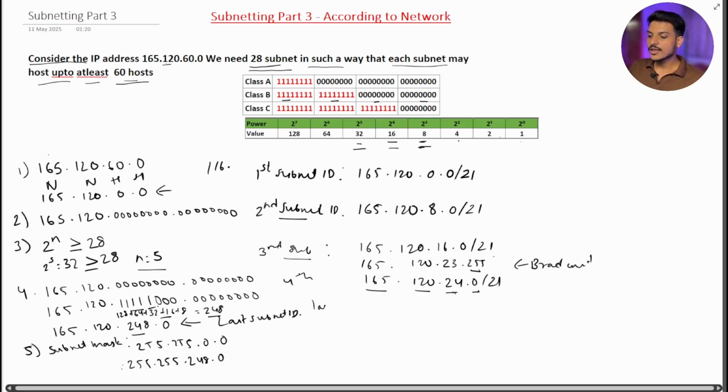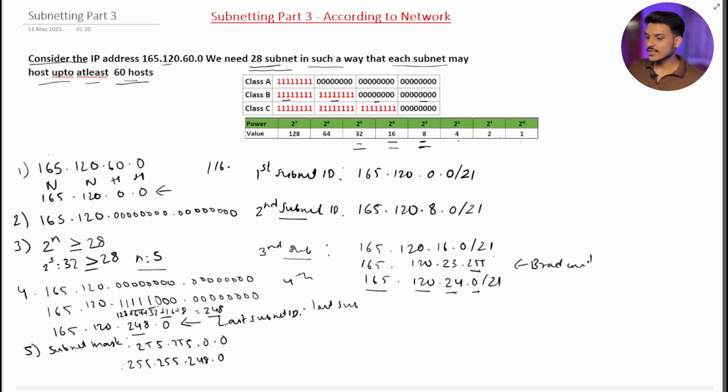So what will be our last subnet? It will be 165.120.248.0. By increasing the third octet value by 8 each time, we end up with the last subnet ID, that is 248.0. In between we will find 32 different subnets. So this satisfies our first condition.